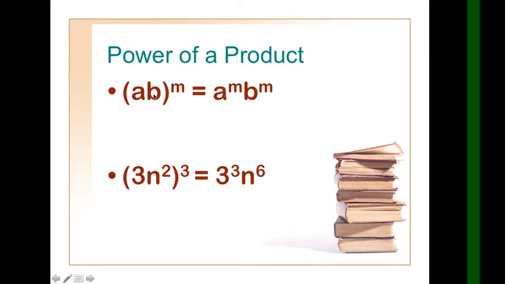We have ab raised to m is equal to a raised to m, b raised to m. So we will distribute the exponent m to all the factors, here and here. So we have 3n squared, all raised to 3: 3 raised to 3 and n raised to 6. No, that's not the final answer. For this example, n becomes 6 because 2 times 3 is 6. 3 cubed is equal to 27, because 3 times 3 is 9 times 3 is 27. The exponent dictates how many times you multiply the base by itself. Then n raised to 6.